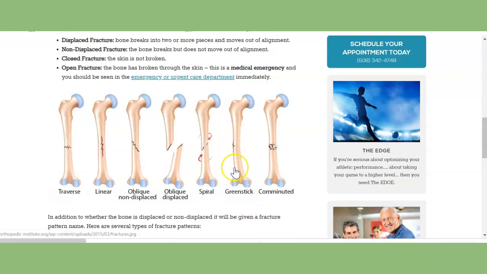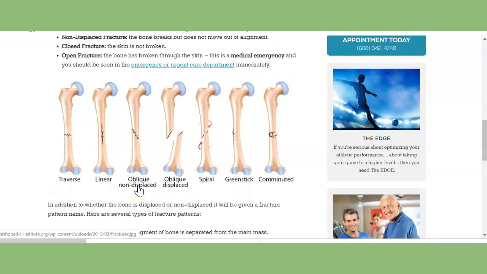Greenstick fractures are the most common in kids. Spiral fractures are often seen in cases of abuse. And here's the oblique displaced we talked about. And if you see the oblique non-displaced, and see how the angle is, that's oblique. And then you have the linear that's going right up and down the center of it.